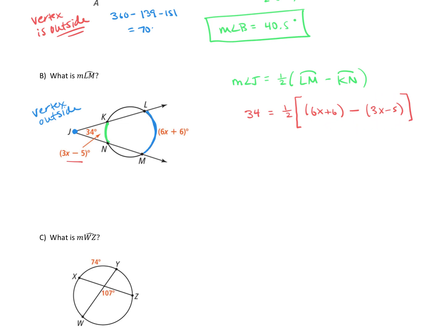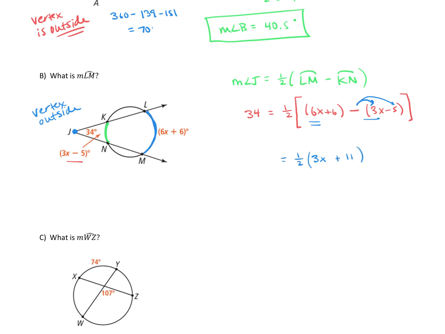We are subtracting a 3x and subtracting a negative 5. So we're just going to combine our like terms. We have 6x minus 3x. 6x minus 3x is 3x. And then we have a 6 minus a negative 5. When you subtract a negative 5, it does turn to addition. So really it's 6 plus 5, which is a positive 11.